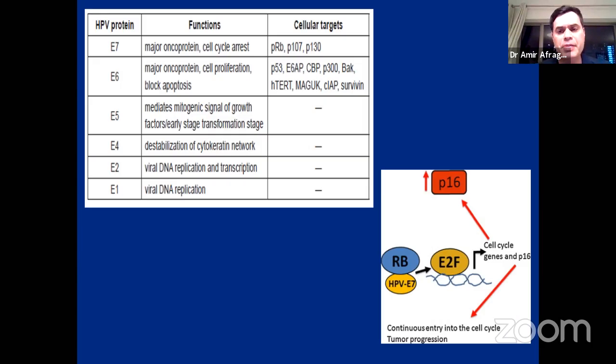Just to remind you a little bit of the biology of the high-risk HPV infection, we know that high-risk HPV encodes two important proteins, E6 and E7. The E7 high-risk HPV oncoprotein binds to your retinoblastoma protein, which is a tumor suppressor gene, and by binding to that, it will cause overexpression of P16. So when we see overexpression of P16 in a tumor, we can say that it is related to high-risk HPV infection, particularly in the tonsils and the base of tongue.